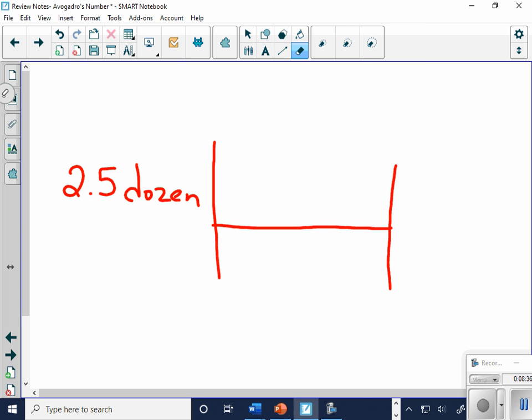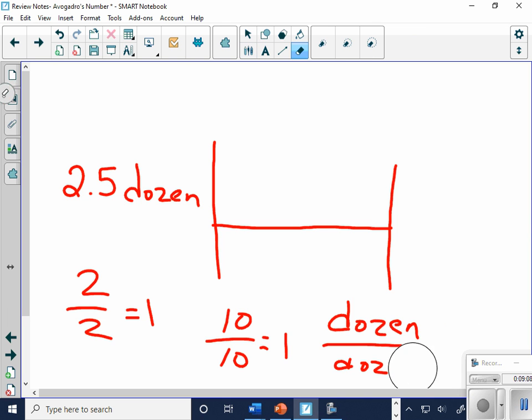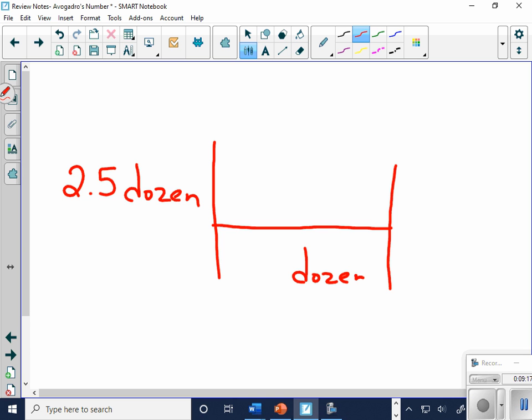Well, if I have 2 over 2, what does that equal? 1, right? If I have 10 over 10, that equals 1. What if I have a dozen over a dozen? What does that equal? 1. Okay? So by having the dozen over a dozen, I get that to cancel. So when I'm doing my conversion box, I'm looking for things to cancel. So I am going to put the dozen on the bottom.